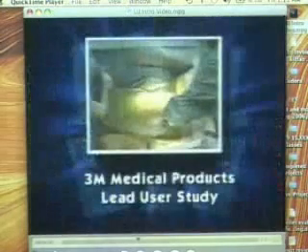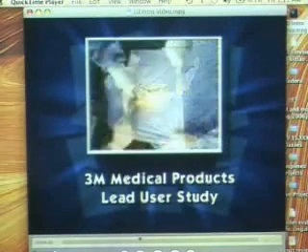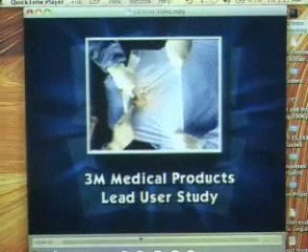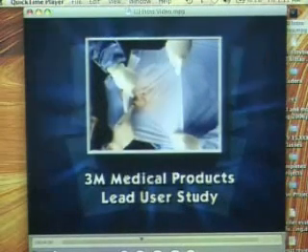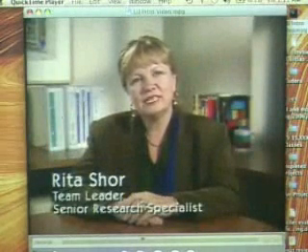Now let's take a look at a lead user study carried out by 3M's Medical Surgical Division. This division produces surgical drapes and other related asepsis control products for the surgical setting. Our business unit in the Medical Surgical Division launched a lead user study to identify new approaches for preventing patient infections. The decline in effectiveness of many antibiotics today makes this a very important problem in medicine.